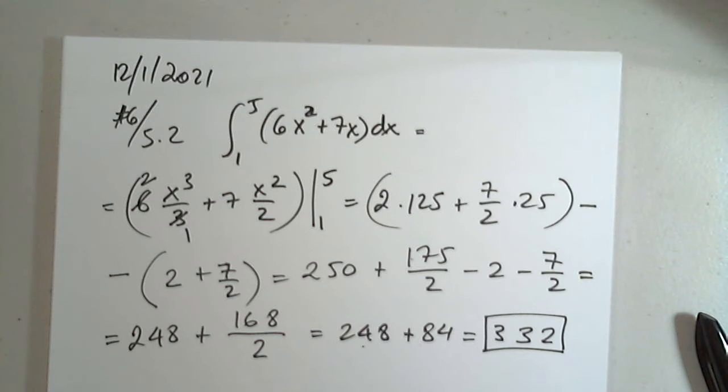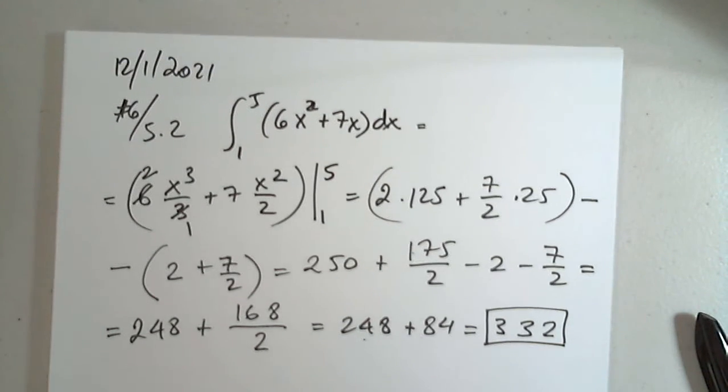The integration. Okay, so this was from 1 to 5. And that's the dx, of course. And the function is 6x squared, and then plus 7x. Okay, so we got the correct answer. Now, let's continue with the limit of the Riemann sum.